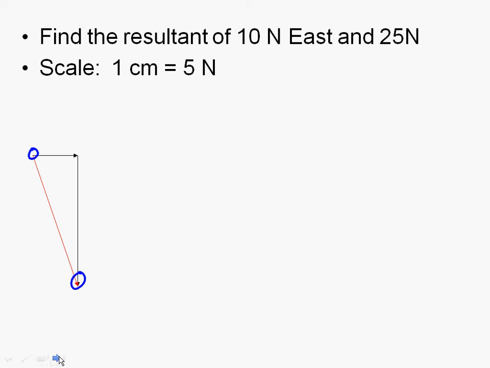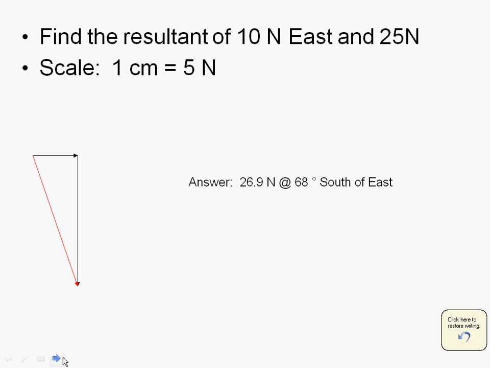So if I measure this length, it's about 5.3 centimeters, which I can convert back to newtons. 5.3 centimeters times 5 newtons is represented by 1 centimeter. My centimeters cancel, and I have 26.5 newtons as the resultant force. My direction is measured with a protractor, and it's 68 degrees.